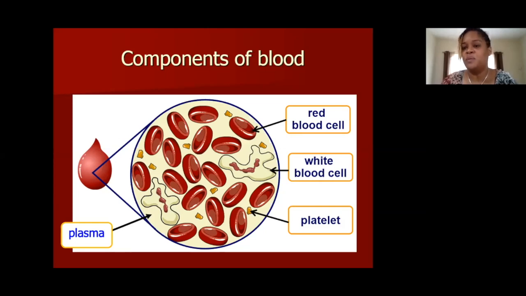So if we were to look at our blood drop under a microscope, we should expect to see red blood cells, white blood cells, platelets, and of course the liquid component, which is the plasma.